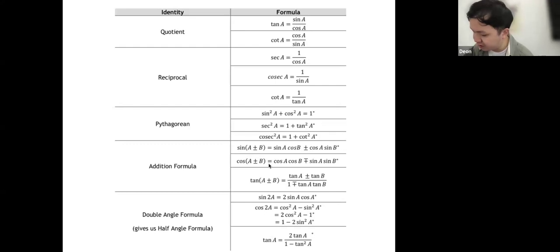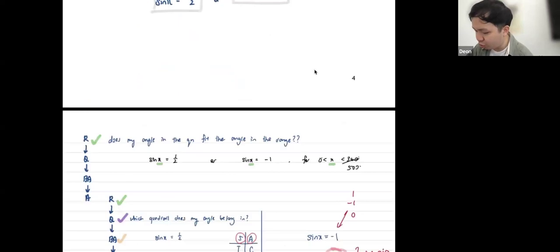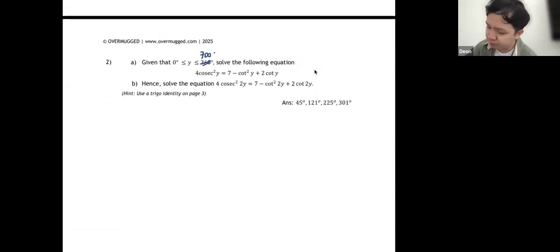If you look at this, you realize that there's a relationship between cosecant squared and cotangent squared. We can use this relationship: cosecant squared equals 1 plus cotangent squared. So let's use that in our question. Cosecant squared is 1 plus cotangent squared.